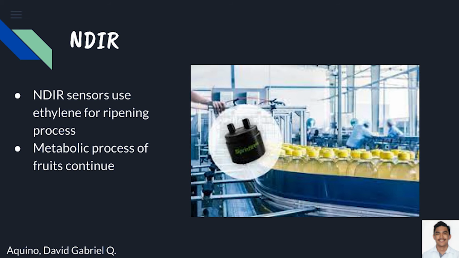Next is NDIR. NDIR detects ethylene, which is a plant hormone that plays an important role in the ripening process of various fruit, such as apples, bananas, and tomatoes. During storage, the metabolic process of fruit and vegetables continues. As a result, quality and the degree of ripeness change during this time. Correct storage under the relevant ambient conditions can delay these phenomena.